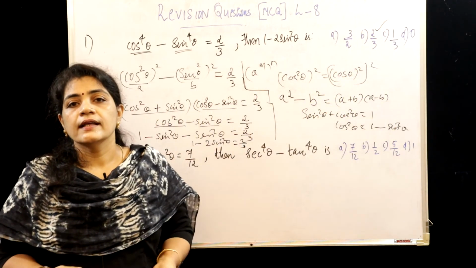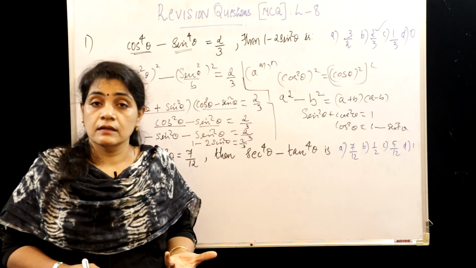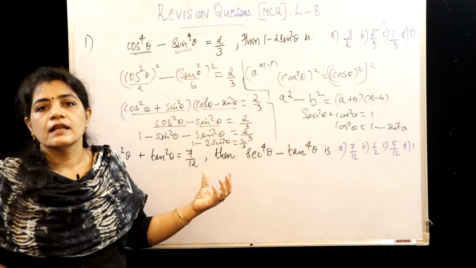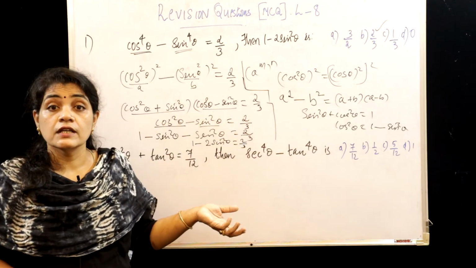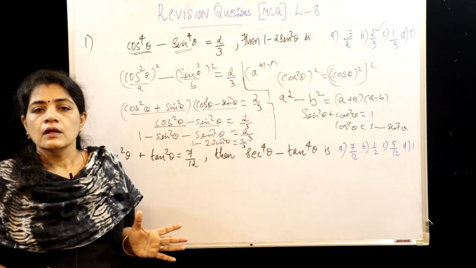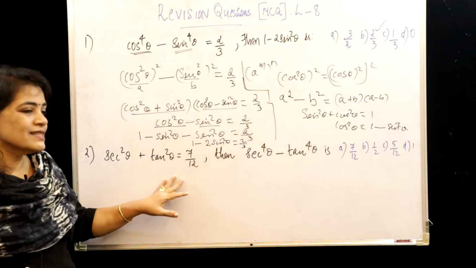I just applied the identity a square minus b square, and applied sin square theta plus cos square theta equal to 1, so that you can easily calculate 1 minus 2 sin square theta equal to 2 by 3. Understood? Now we are moving to the second question of almost this type.